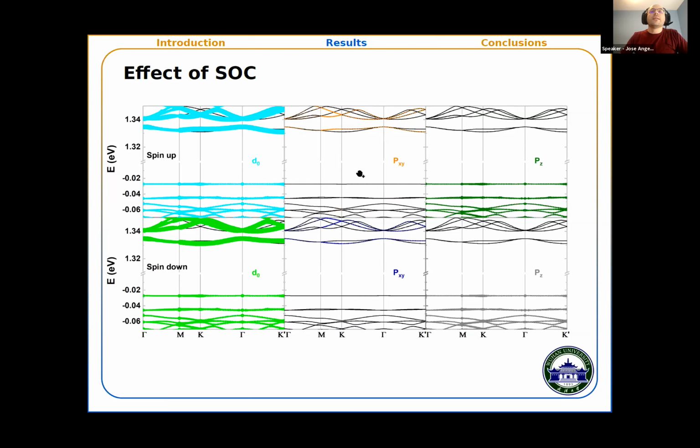And we think that this spin locking and the spin splitting is due to the non-negligible character of px, py orbitals in these two bands over here. While, for example, in the valence band, we don't see any of this character, and therefore there is no splitting.